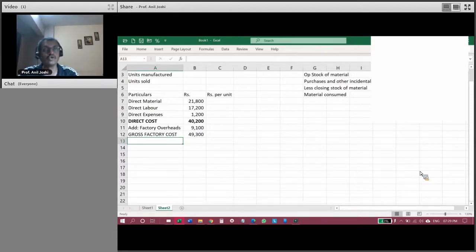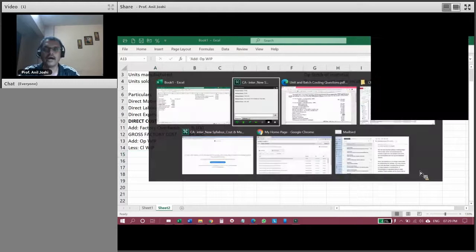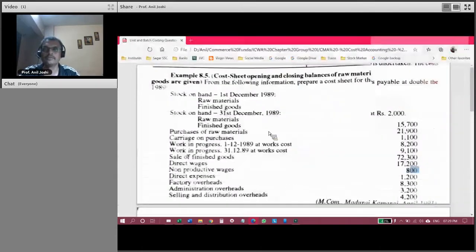Yes, the closing WIP will have to be removed, because closing WIP is not yet finished product. But then opening WIP you will have to add, because out of that opening WIP it has become finished product. Correct? So add opening WIP and less closing WIP. And how much is the opening WIP? Work in progress at the beginning of the month, 8,200.